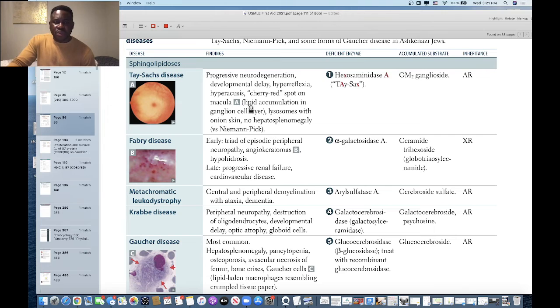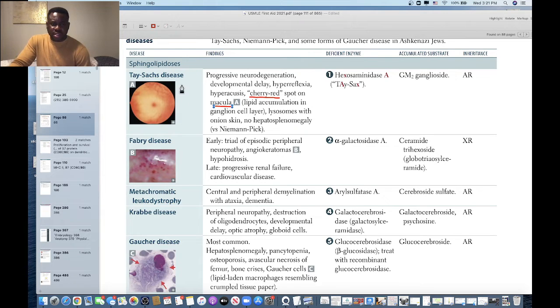Now, if you look here, cherry red spots, so let's differentiate them, because I told you that the boards want you to differentiate conditions, differential diagnosis. Now, cherry red spot in the eye, right, in the macula, cherry red spot.